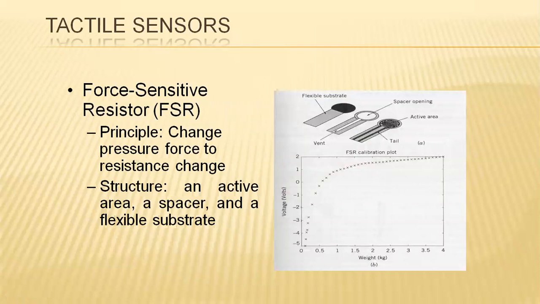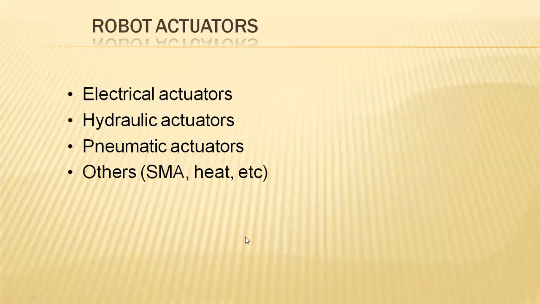Tactile sensors. The main aim of these sensors is to change pressure or force into a resistance change. Pressure is nothing but application of force, and based upon that, the resistance changes. The structure depends on its active area, spacer, and flexible substrate. Those are the different types of internal and external sensors utilized in robots.